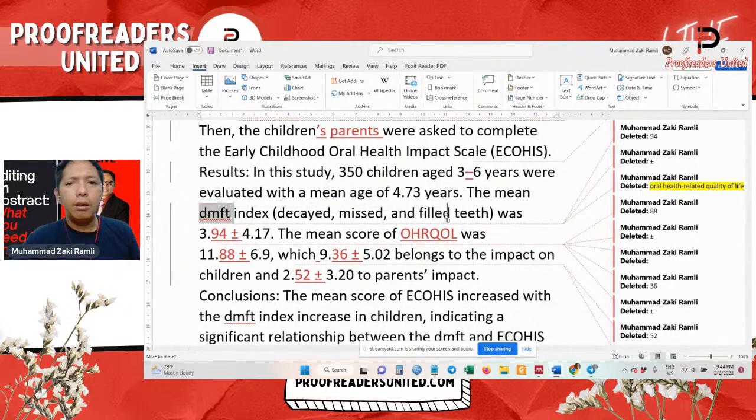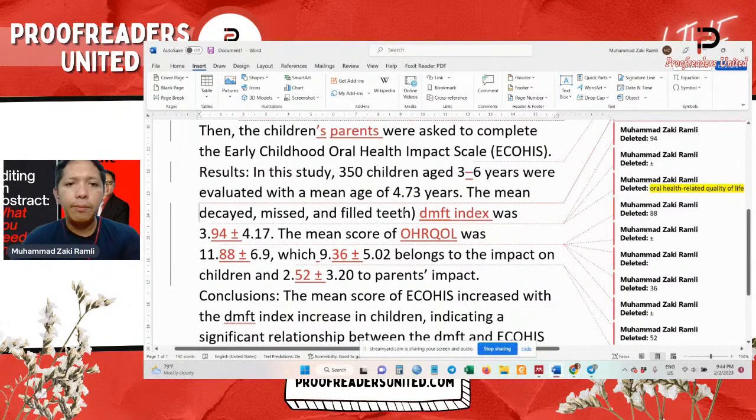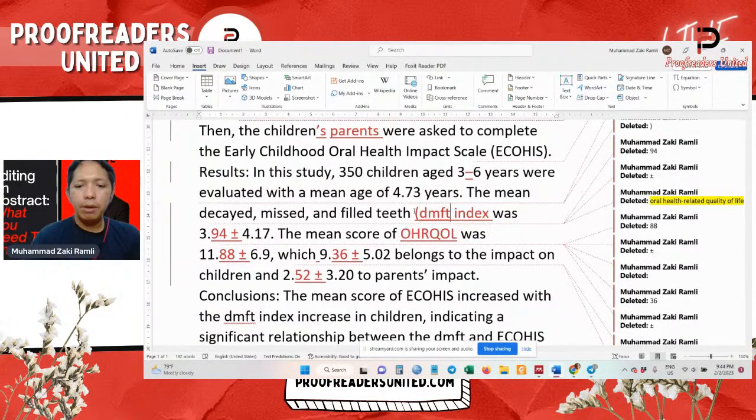Okay, over here, decay. Delete the bracket. Put the bracket for the abbreviation and make it like that.